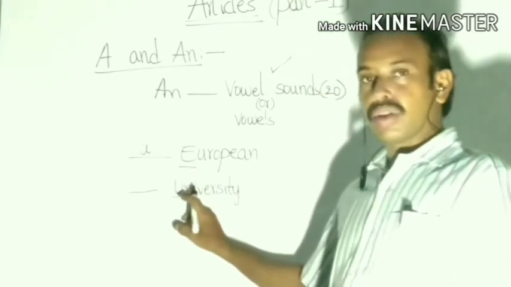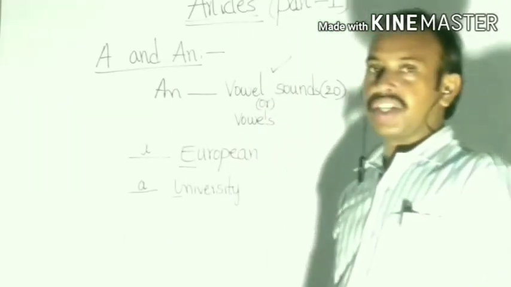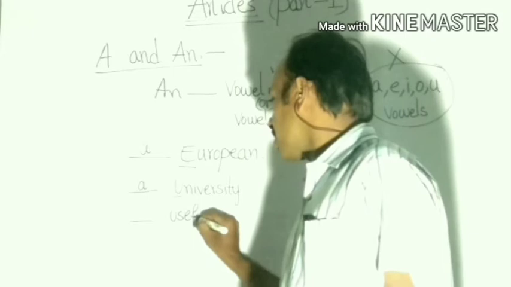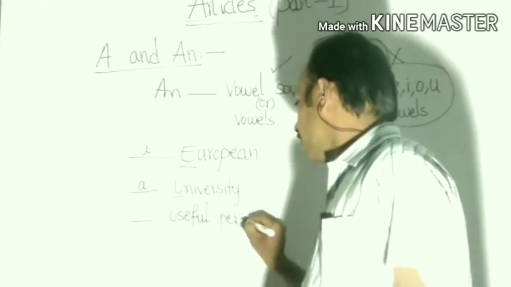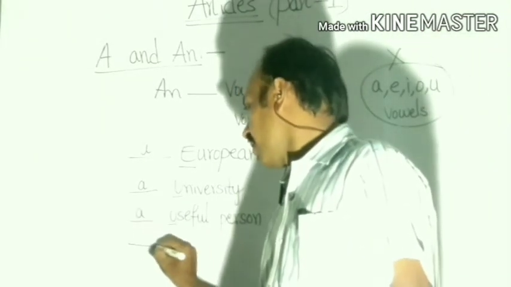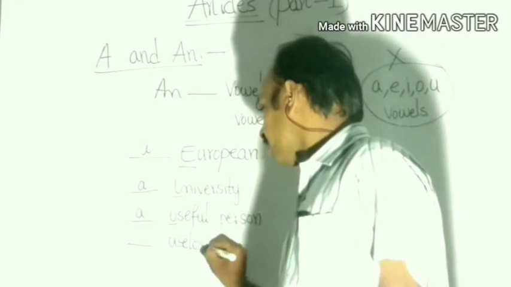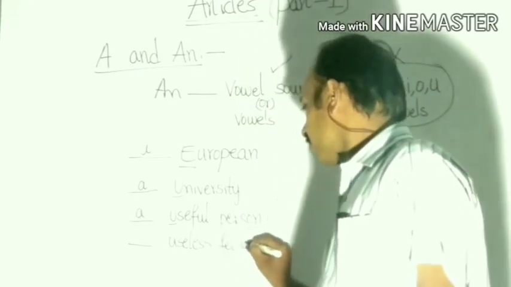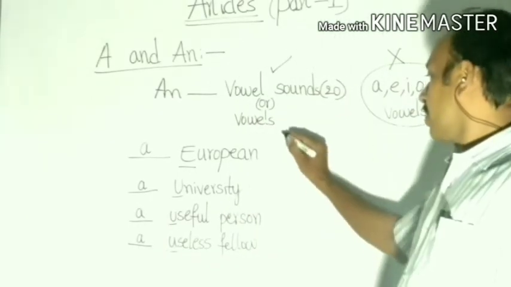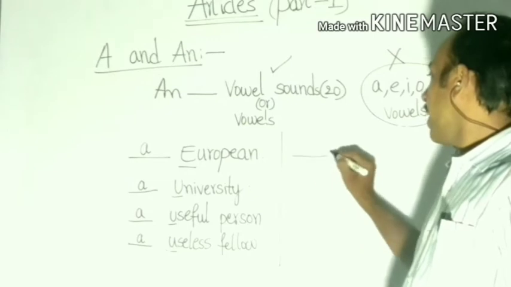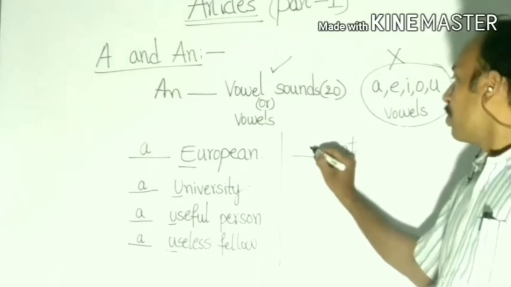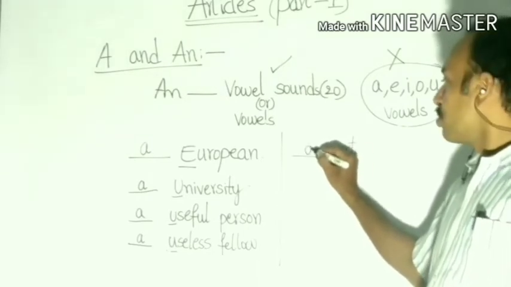Once again, U sound, so a university, not an university. Next one, useful person. Once again, U sound, so a. Next one, useless fellow. The sound is U, so a. Next one. Dash cat. What is the first sound? Ka. So it's not a vowel sound. So you should use a.